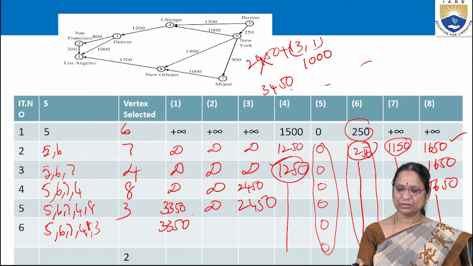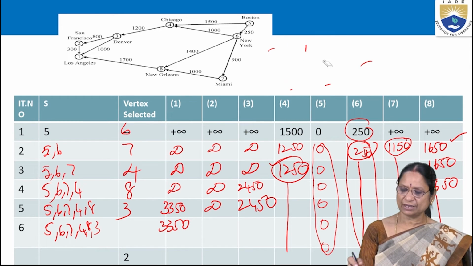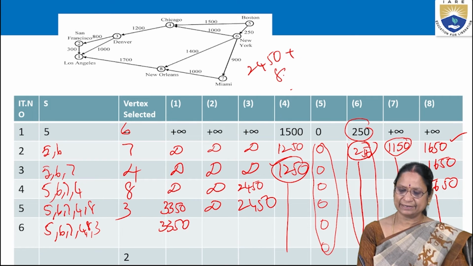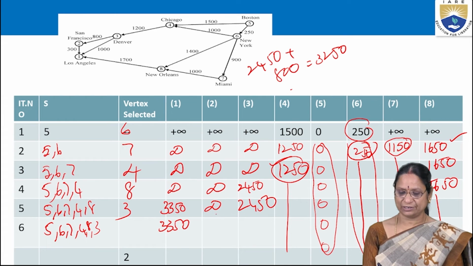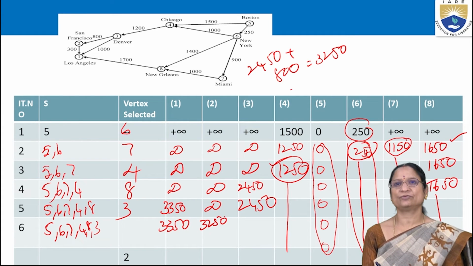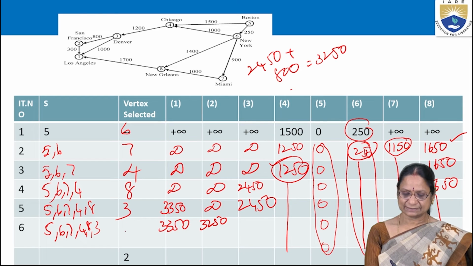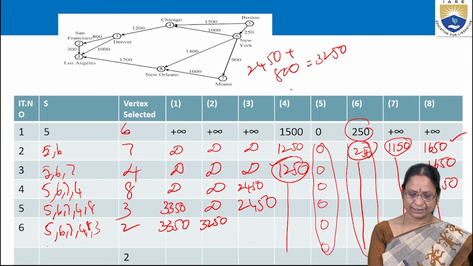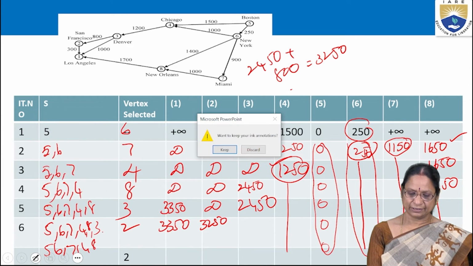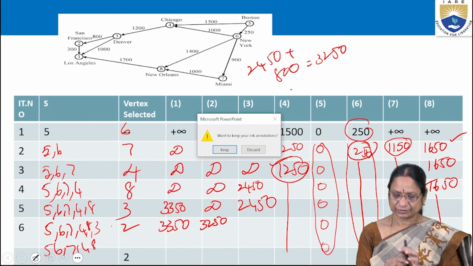We will consider for 2. For 2 also, 2450 up to 3. So the cost of up to 3 is 2450 plus the 3-2 edge, 800, which is equal to 3250. Already the estimated cost is infinity, so we can consider it as 3250. Among them, the next selected vertex is 2, and the included are 5, 6, 7, 4, 8, 3 and 2. So we can have the respective process.